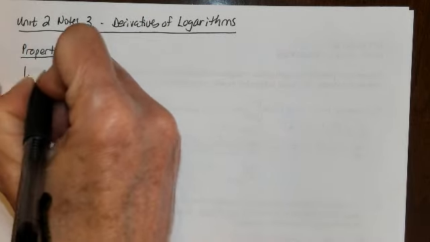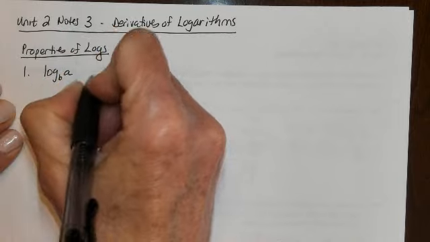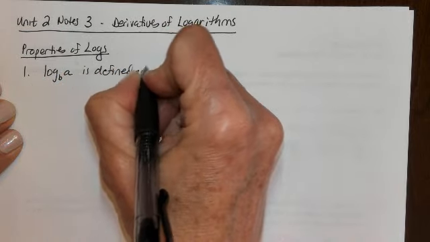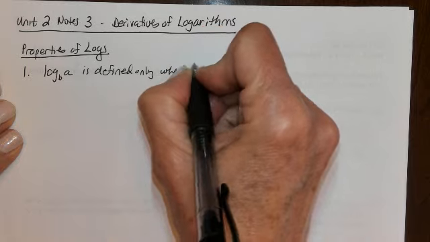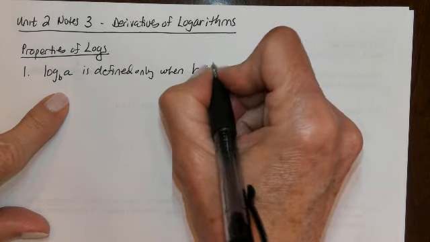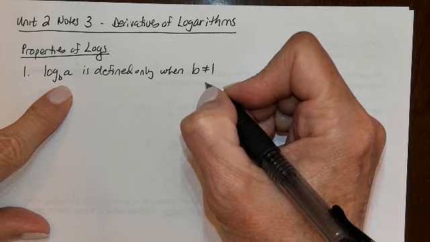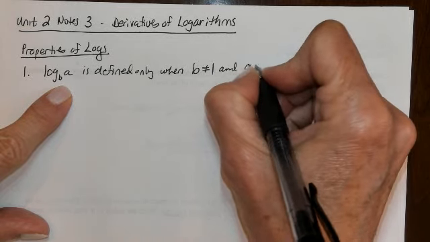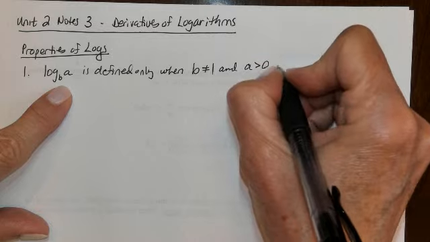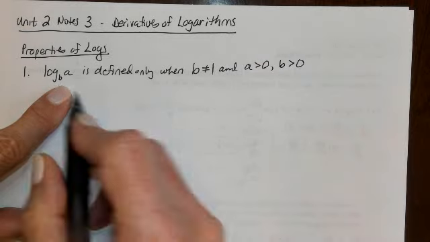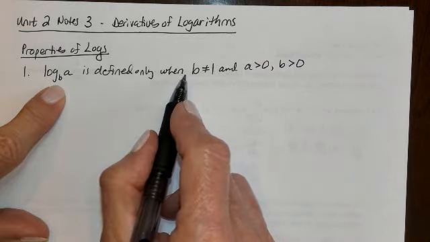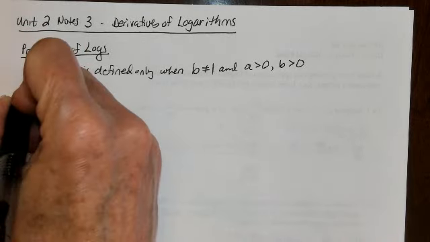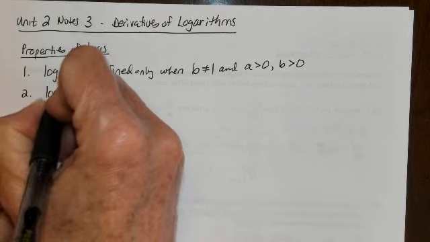First of all, log base b of a is defined only when b, the base, is not 1. So the base cannot be 1, all right? And a is greater than 0 and b is greater than 0. So b has to be greater than 0 but not 1, and a has to be greater than 0.